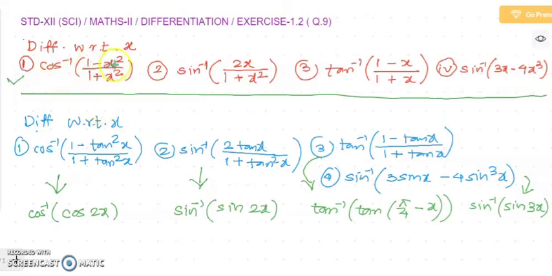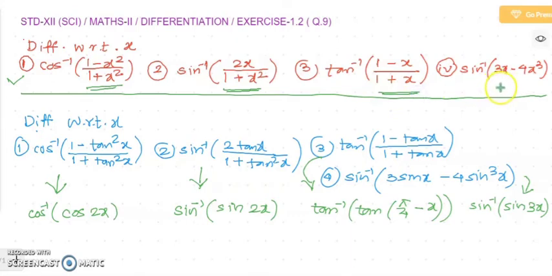See, cos inverse of (1 minus x square) upon (1 plus x square), sin inverse. Trigonometric arrangements can be made here. If you look at the expressions inside the bracket, every time this looks like a certain formula. 2x upon 1 plus x square also looks like a certain formula. Half angle, double angle, triple angle formulae, allied angle formulae. These all formulae are with you.